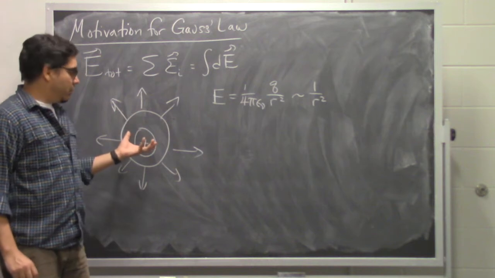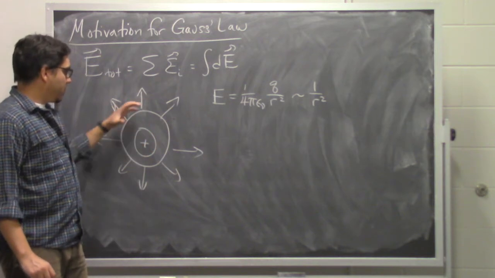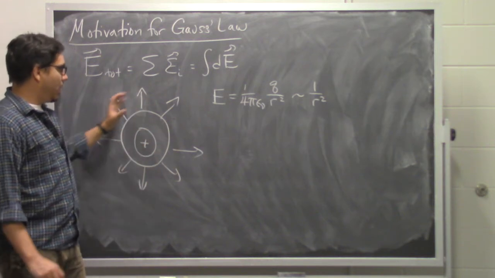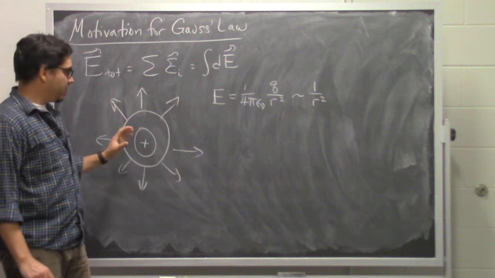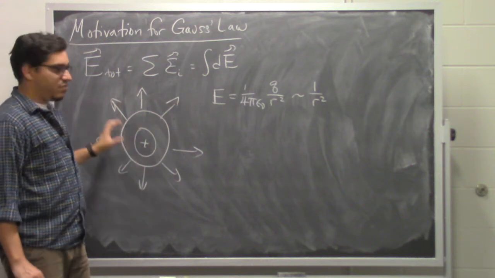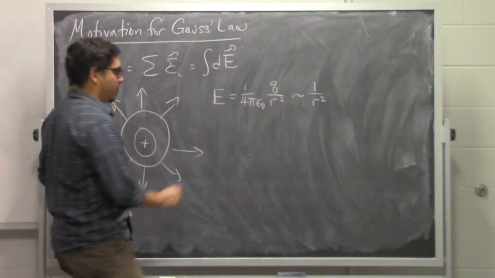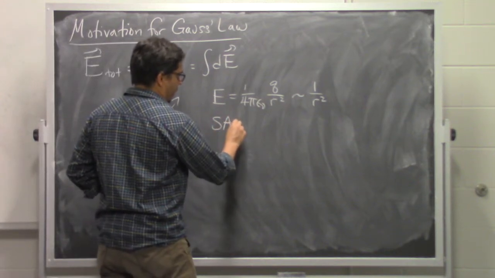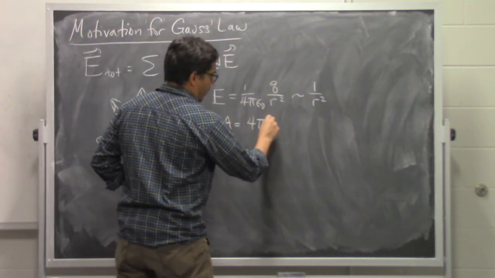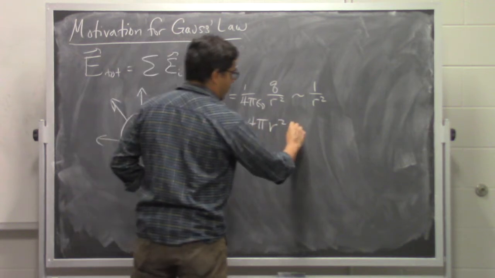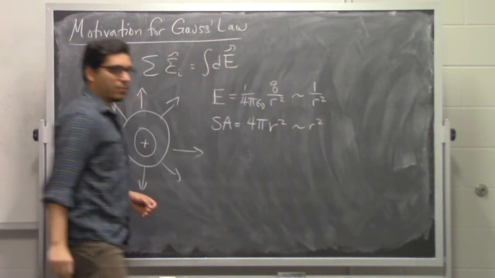The other thing that we can notice is actually if we think about this whole bubble that encapsulates this positive charge, that bubble is a spherical surface. And that spherical surface has a surface area that looks like 4 pi r squared. That is, it's directly proportional to r squared.